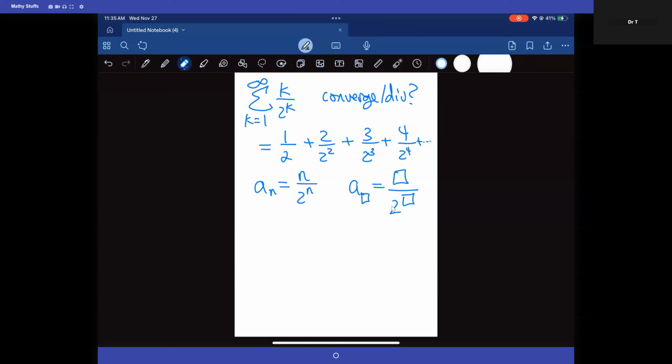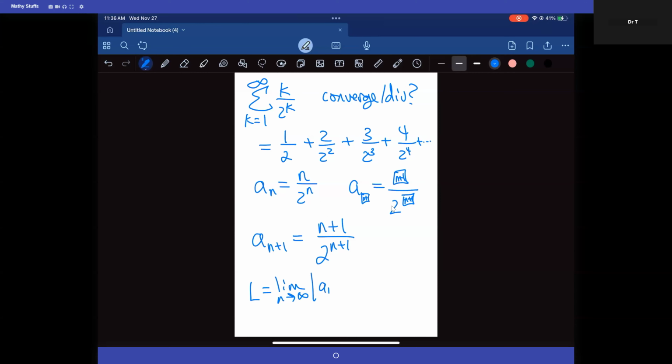And why do I say that? So that it makes it easy for me to now write a sub n plus 1. So I'm going to put n plus 1 in each of these boxes. And that means the n plus first term is this: n plus 1 over 2 to the n plus 1. Now I'm going to compute the limit as n goes to infinity of a sub n plus 1 times 1 over a sub n.